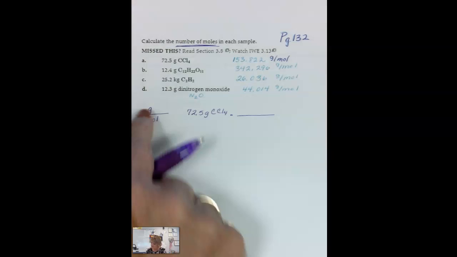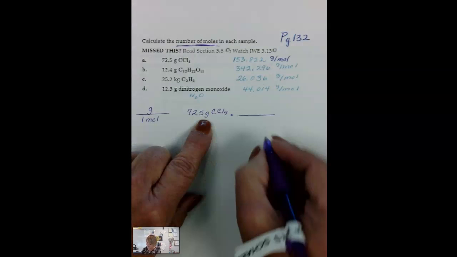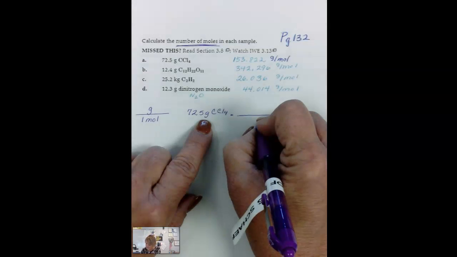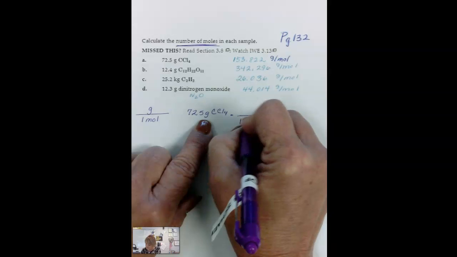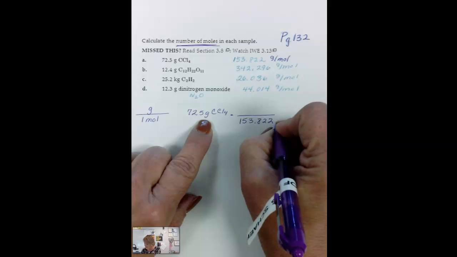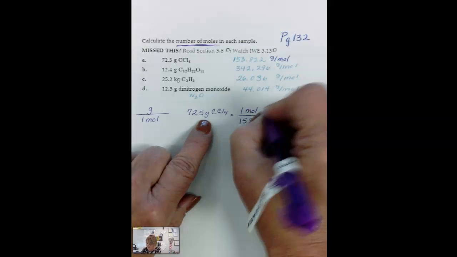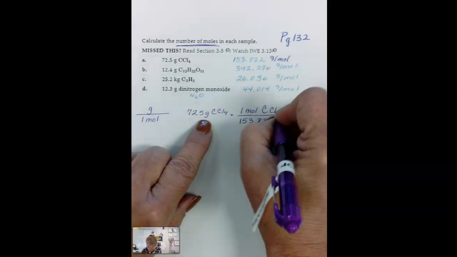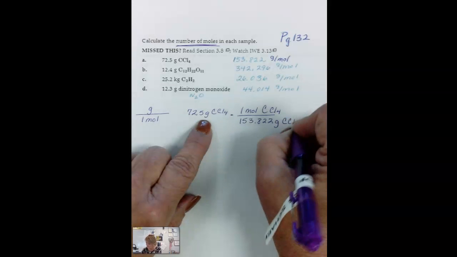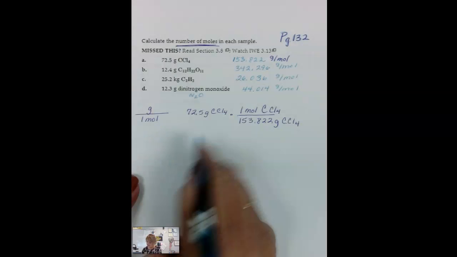And then I'm going to do my gram to mole conversion. Now remember, if you have grams in your numerator, grams must go in your denominator. So we have 153.822. It's that many grams per 1 mole. And again, we keep all of our labels on there. So carbon tetrachloride.